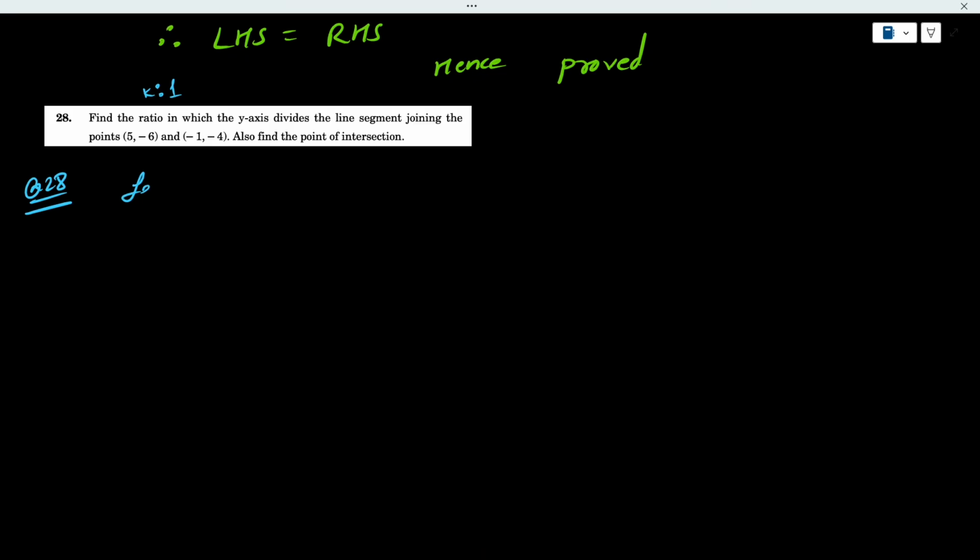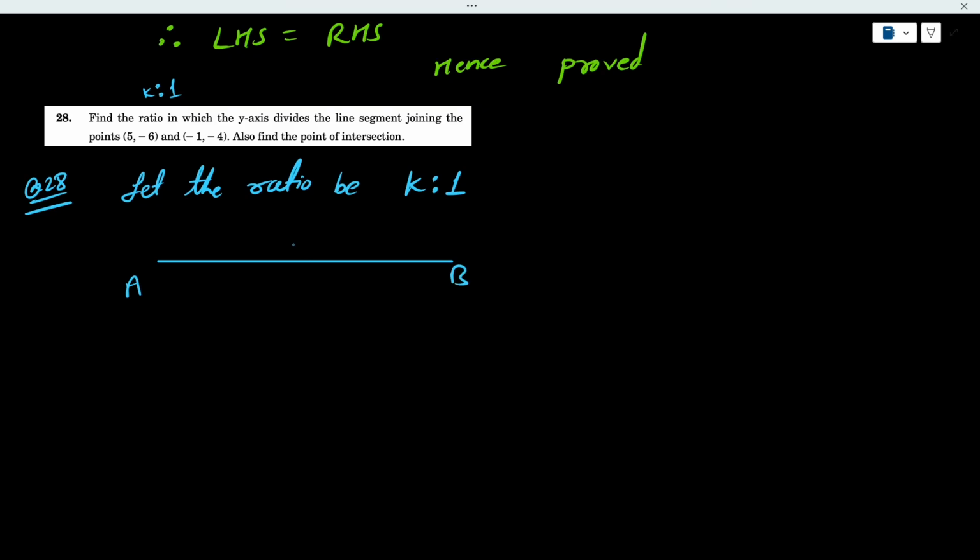So what you will write here is: let the ratio be k is to 1. So you will carry half a mark here. And the y-axis divides the line segment, means see here, if I draw a line here, correct? Now here, if this is AB, right?